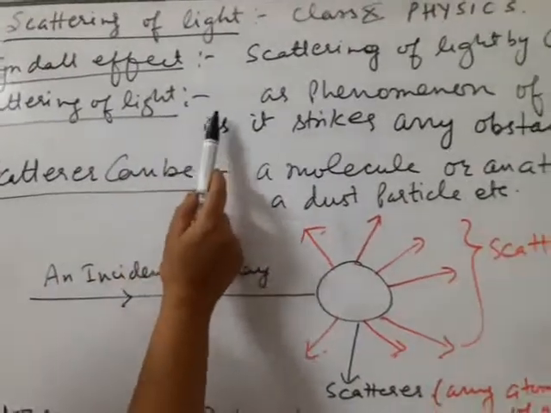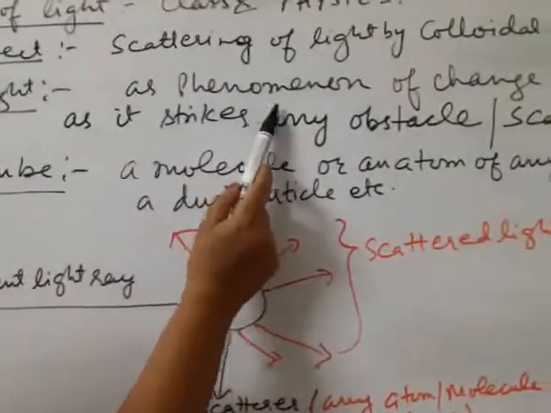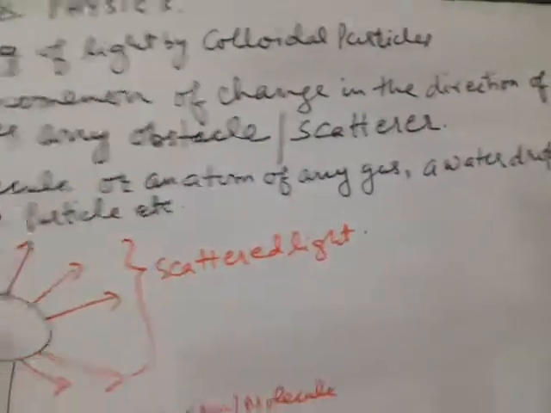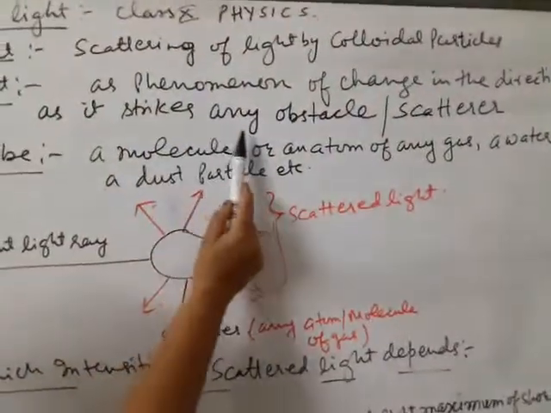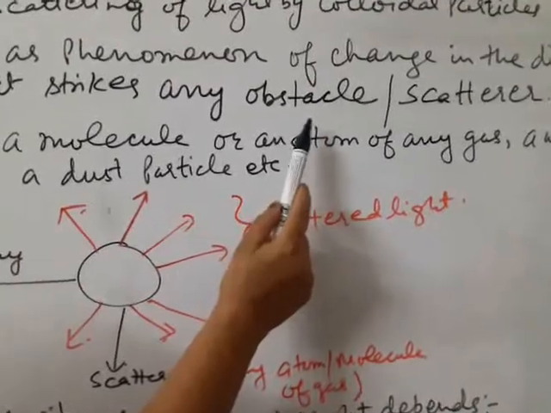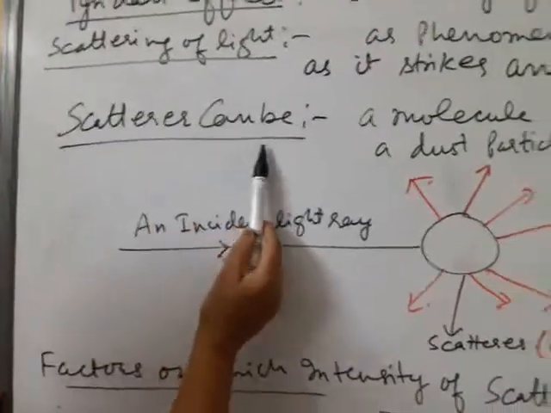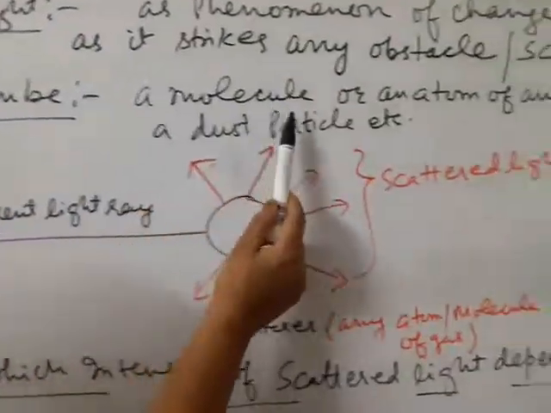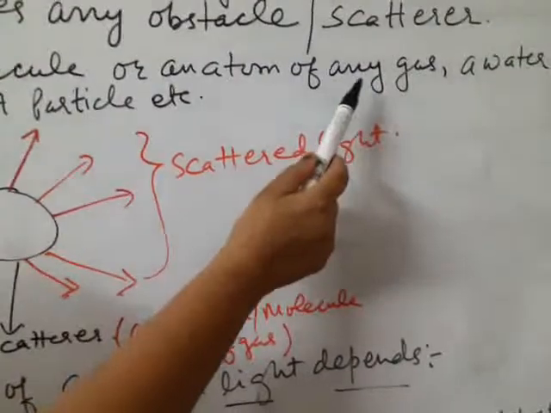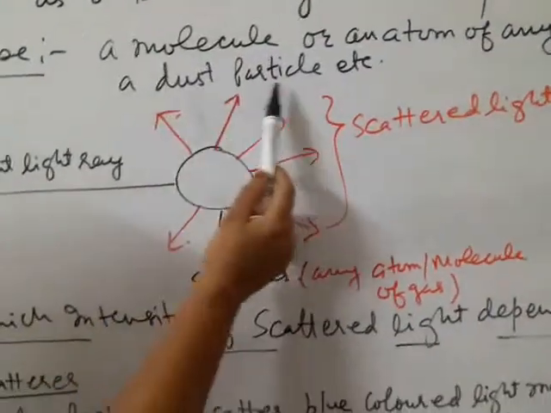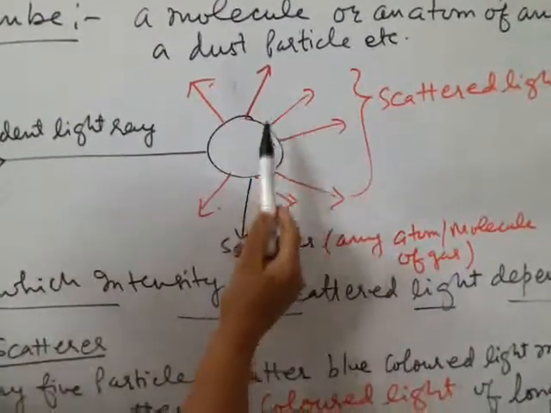Scattering of light is defined as the phenomenon of change in the direction of light as it strikes any obstacle, and the obstacle is known as a scatterer. A scatterer can be a molecule or an atom of any gas, a water droplet or a dust particle, etc.